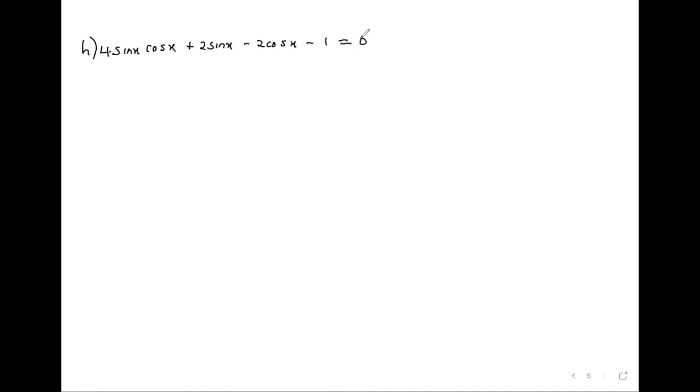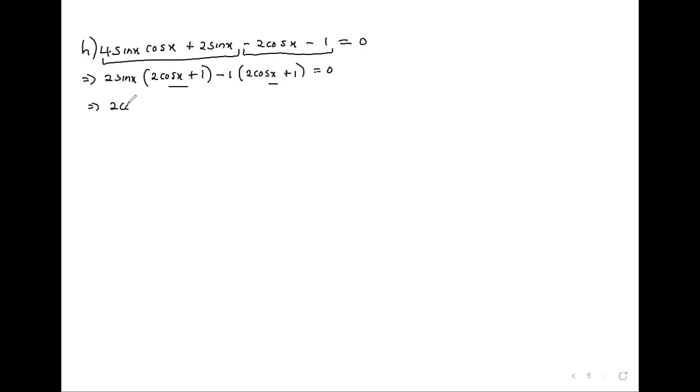At least here we can see that 2 sin x is common. So you factor out 2 sin x and we remain with 2 cos x plus 1. At least here we can see that negative is common. So you factor out negative 1. You remain with 2 cos x plus 1. Then we have a common thing inside, so we factor it out and get that.